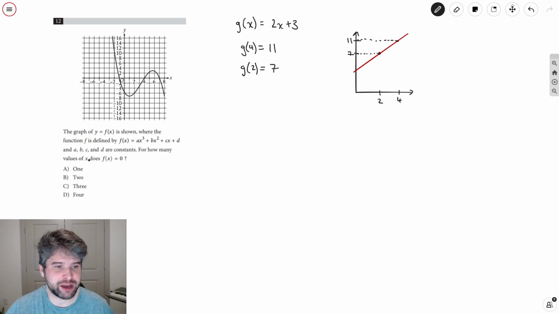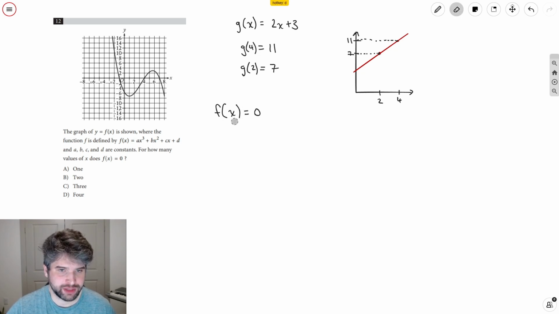So for how many values of x does f of x equal 0? We want f of... now we're no longer working with our function g over here. We're working with this function f. F of x equals 0. We're looking for what do you put in here in order to get f of x equal to 0. F of x, remember, is the output. X is the input. F of x is the output. So f of x is the y value for any point on this function.